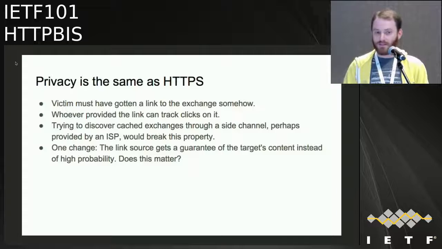We believe that privacy is just about the same as what you currently get over HTTPS. This is surprising because a signature provides authenticity but not confidentiality. But the reasoning is that someone who's trying to get a victim's private information has to give them the link to the signed exchange. And so they know the link that someone's following, and link tracking is a thing. They can follow a redirect series or just use JavaScript to know that someone clicked on an exchange. If we were to add a feature to discover exchanges through some side channel, that would break this property. So we shouldn't do that.